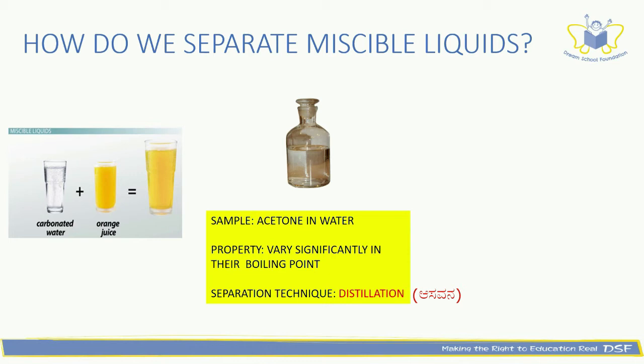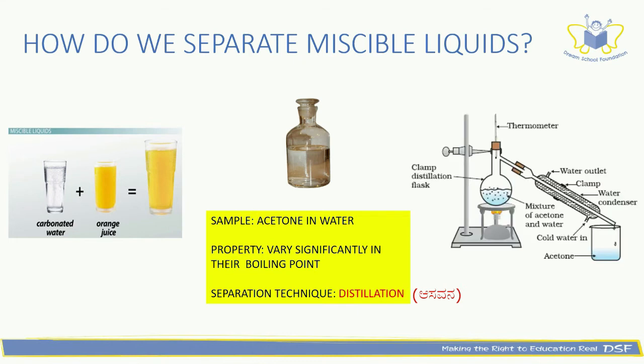We can't use filtration or a separating funnel. Can we use evaporation? We can, as both liquids will have different boiling points as they are different. But how do we collect them back? For this purpose, we can use something called distillation, a process that employs condensation apparatus to collect the vapors back. The apparatus looks like this.